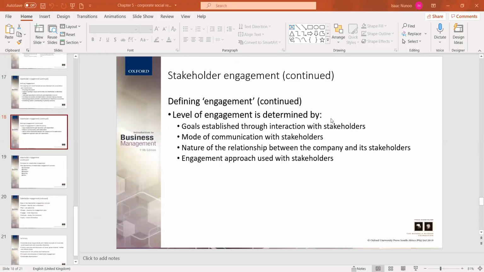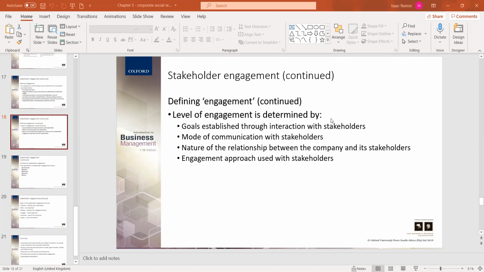How do we engage? In terms of how you engage, your level of engagement is determined by the following variables. First, the goals established through interaction with stakeholders. As you interact with stakeholders, you establish certain goals, and this is a form of engagement. Then your mode of communication with the stakeholders. How did you communicate with them? How did you engage with them? Was it through media, through face-to-face interaction, or through a training program or a seminar? All the modes of communication are also important.